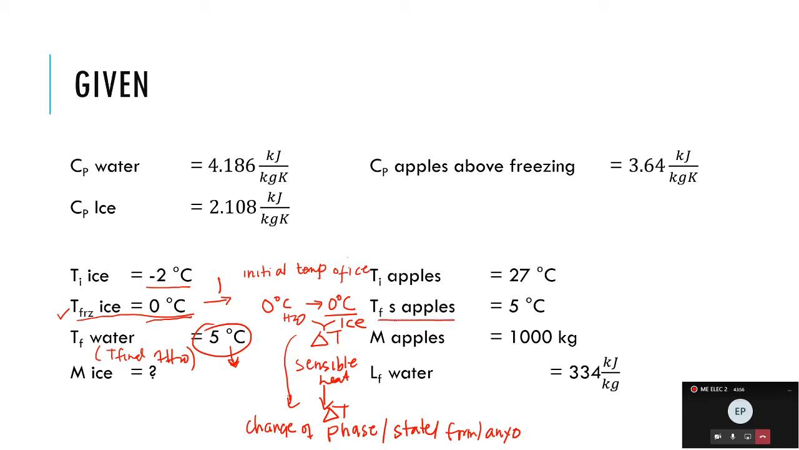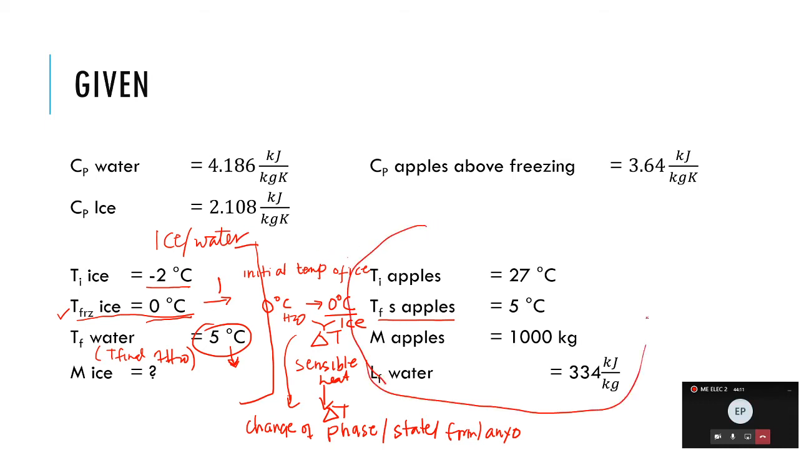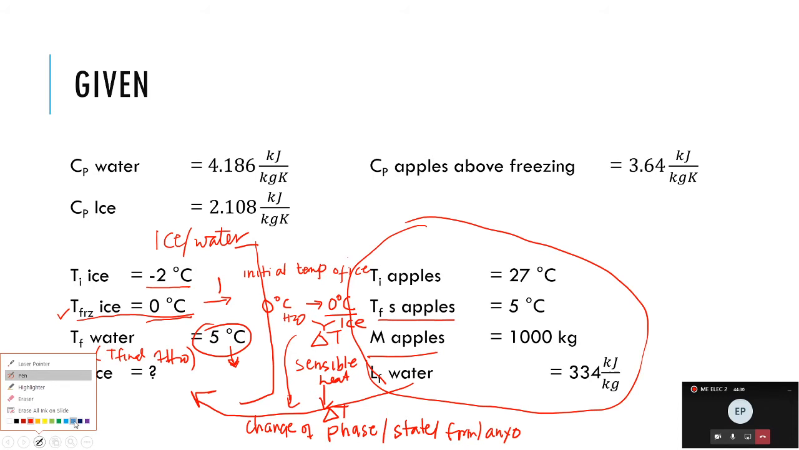Naintindihan ba yung problem? O, punta tayo dito para maintindihan. This side here is side ng ice at saka tubig, no? Ang side naman na to, mostly, ay tungkol sa mansana. So this side on the right is talking about the information about apple. I'll be using another color, so that we can differentiate.